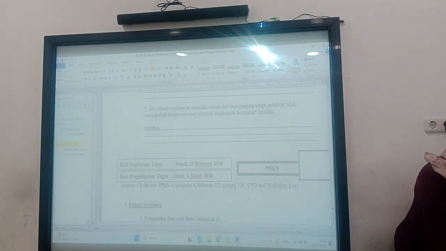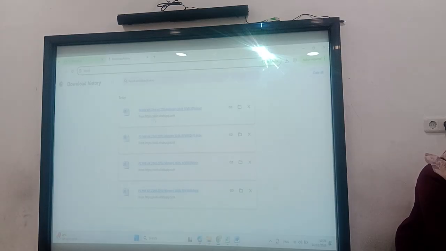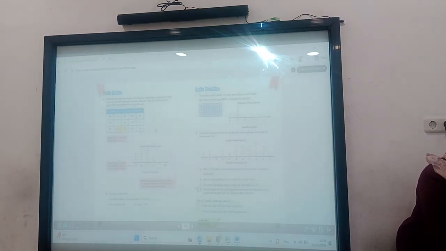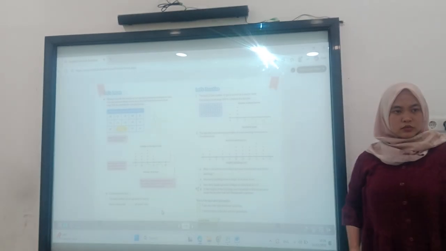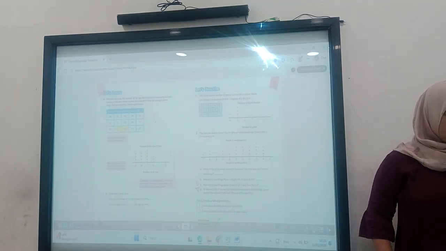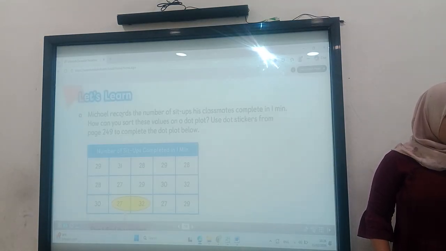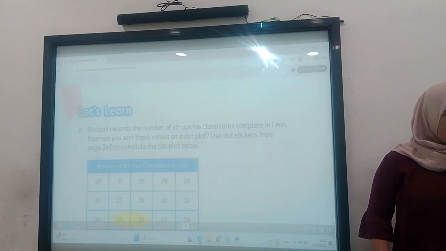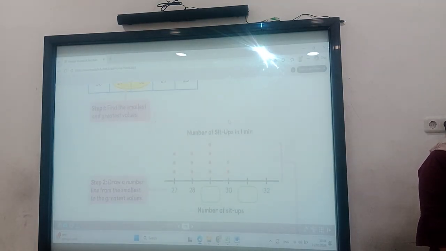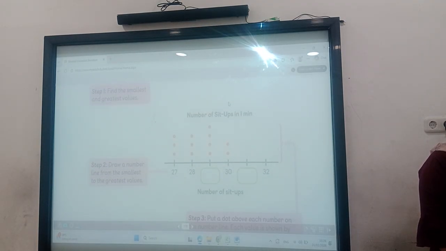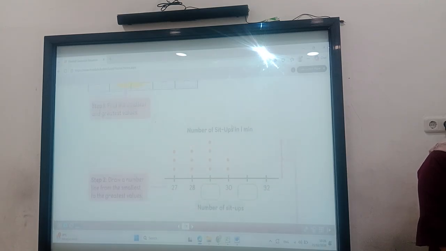Now we can do books. About mathematics. Which one do you want? It is chapter 11, guys, from page 171. Can you tell me? This is also about dot plots that maybe you can explain about this one.